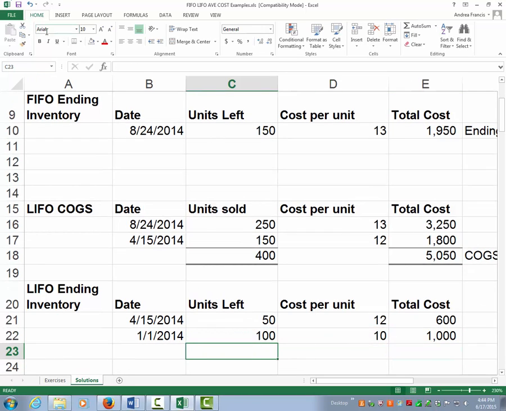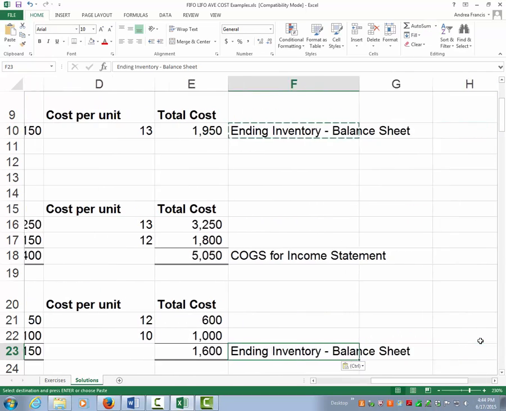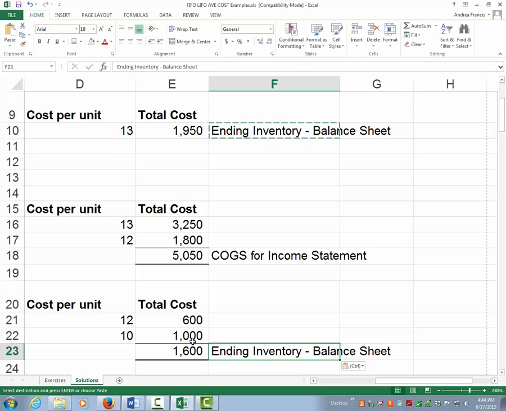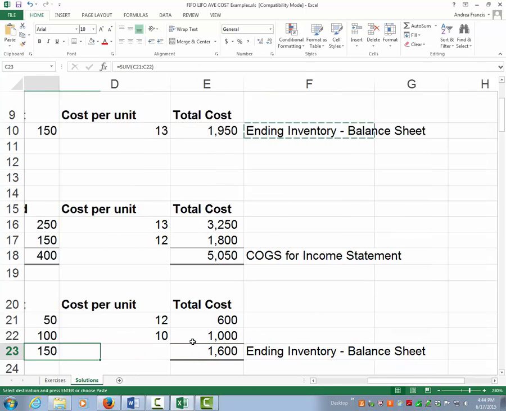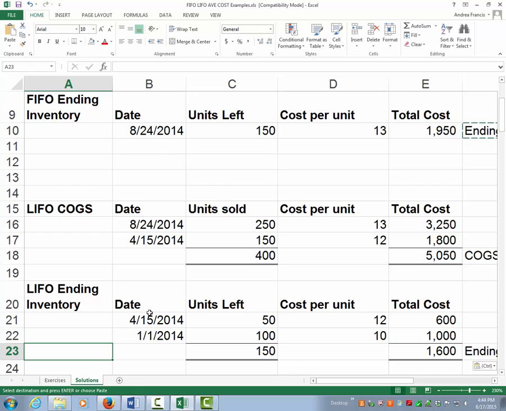So together, these make up the 150 units that are left behind, and we also sum them to get to 1600. This is going to represent ending inventory in the balance sheet under LIFO. So how did we get there? Well, we said what's left behind.